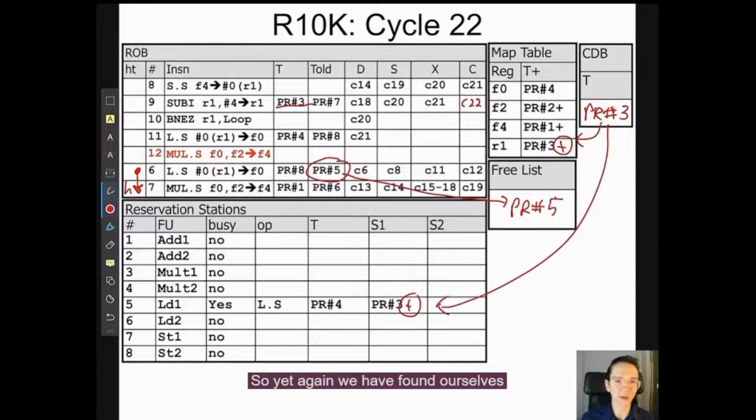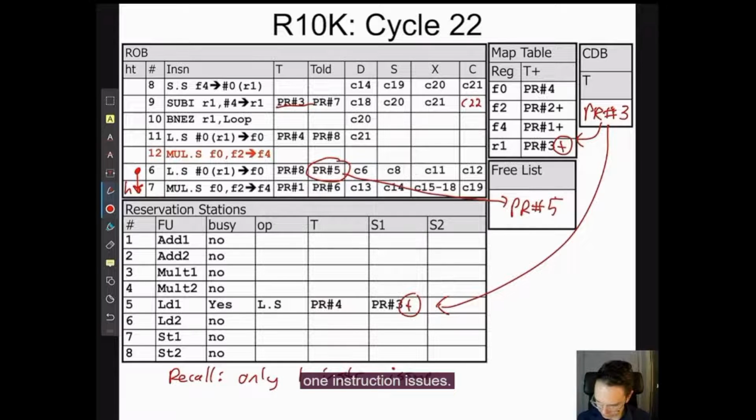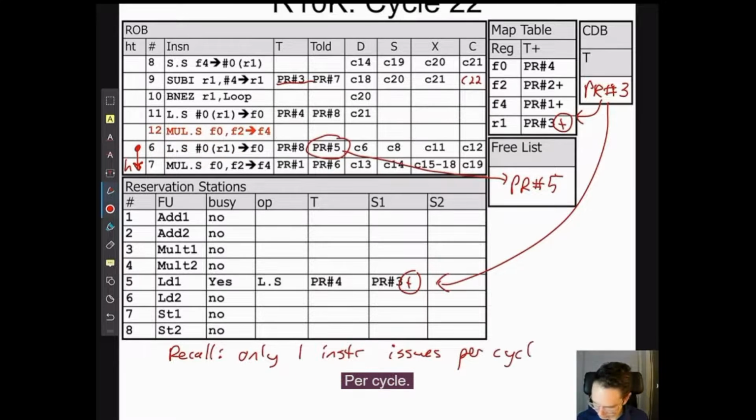So yet again, we have found ourselves with 2 issuable instructions. There's a load 1 entry in the load reservation station, but also the branch instruction. But because the issue stage must read the values from the physical register file, and we only have a certain number of ports, we are assuming that only 1 instruction issues per cycle. So we'll issue the branch instruction.